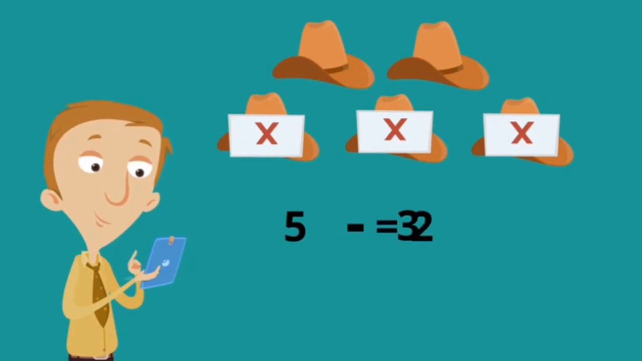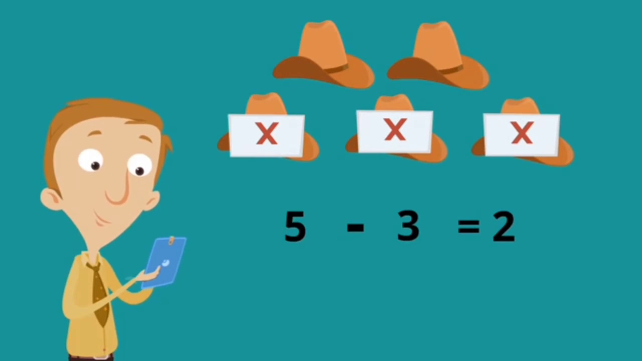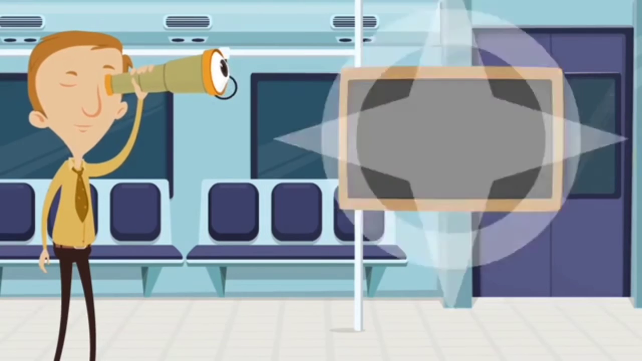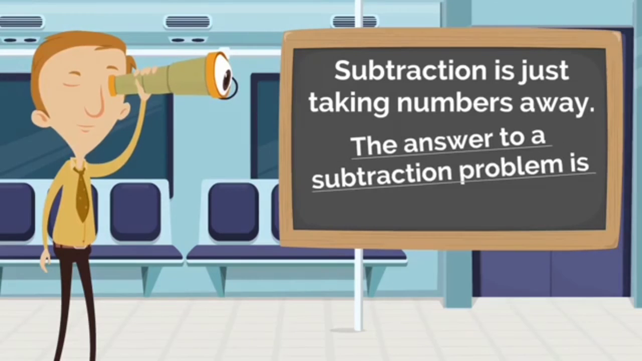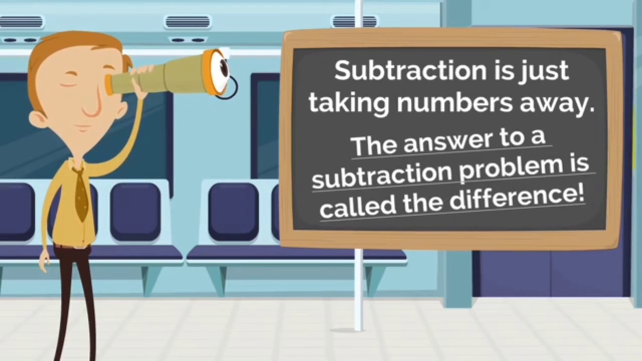Yeah, 5 minus 3 equals 2. Good job! Subtraction is just taking numbers away, and 5 minus 3 leaves you with 2. Now I have just 2 hats. So, subtraction is just taking numbers away, and the answer to a subtraction problem is called the difference.